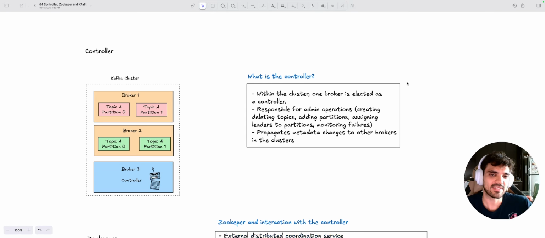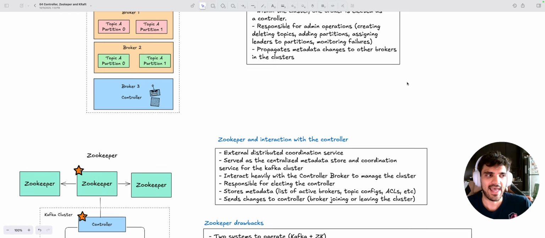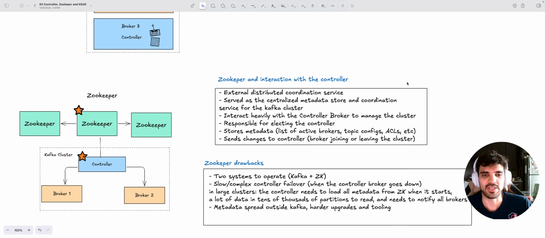Until very recently, we had the role of the Zookeeper. The Zookeeper is an external coordination service that is the centralized metadata store and works with the controller to help with the coordination inside the Kafka cluster. Okay, so it was going to interact heavily with the controller broker to manage the cluster. The Zookeeper would be the one responsible for electing the controller.